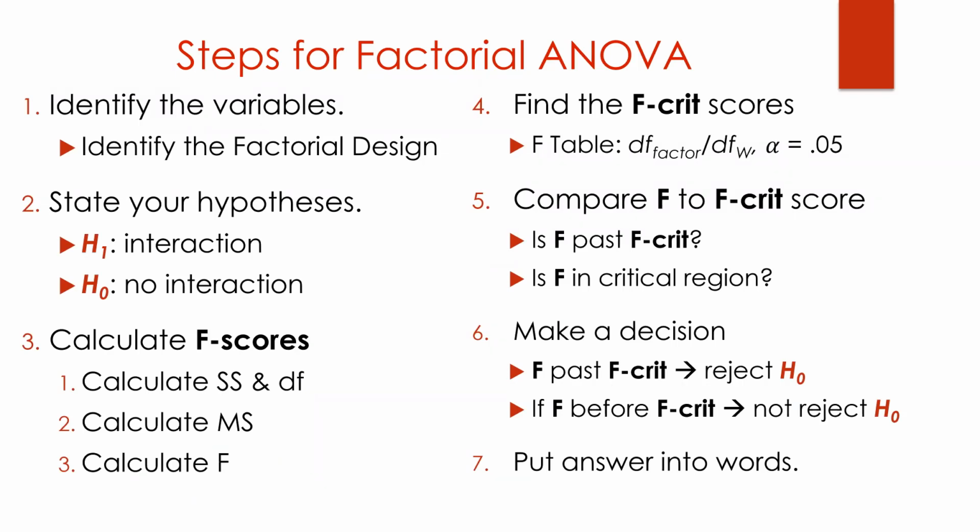It's the same 7 steps for the one-way ANOVA. We just have to deal with a few more F scores, right? Because we have an F score for each independent variable and each interaction. So let's jump into it.